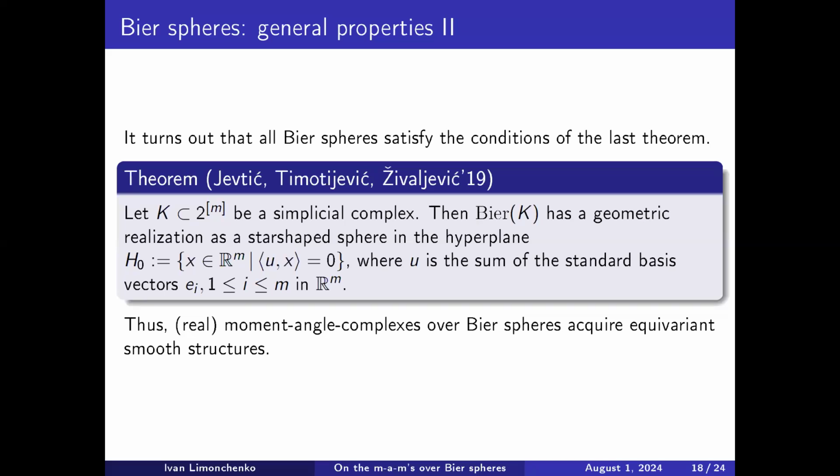So this is, of course, an m minus 2 dimensional sphere. It bounds an m minus 1 dimensional star-shaped region in this hyperplane H_0. Since it's a star-shaped sphere, the previous result shows that the corresponding moment angle complexes, both real and complex ones, acquire equivariant smooth structures. So from now on, we talk about smooth moment angle manifolds over Bier spheres, as the title of my talk suggests. This is actually the foundation for the further study of the corresponding smooth manifolds related to Bier spheres.